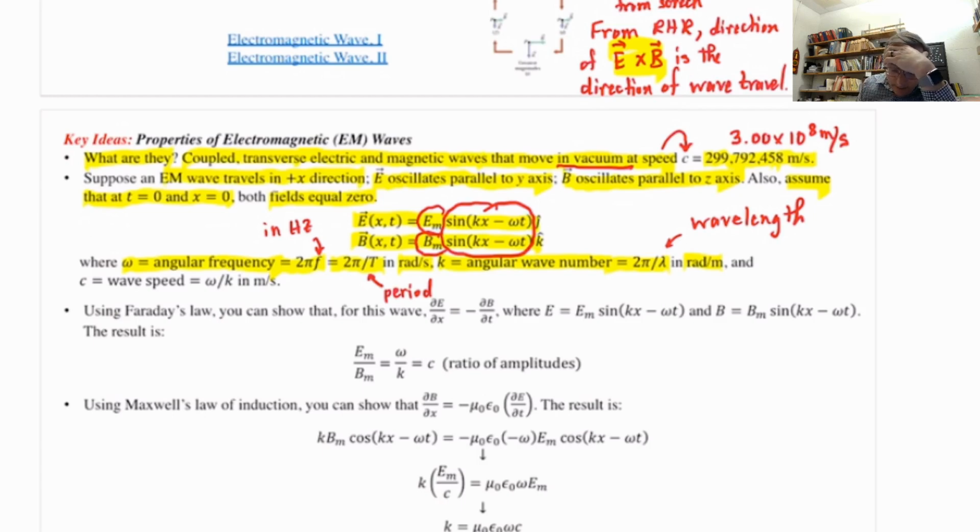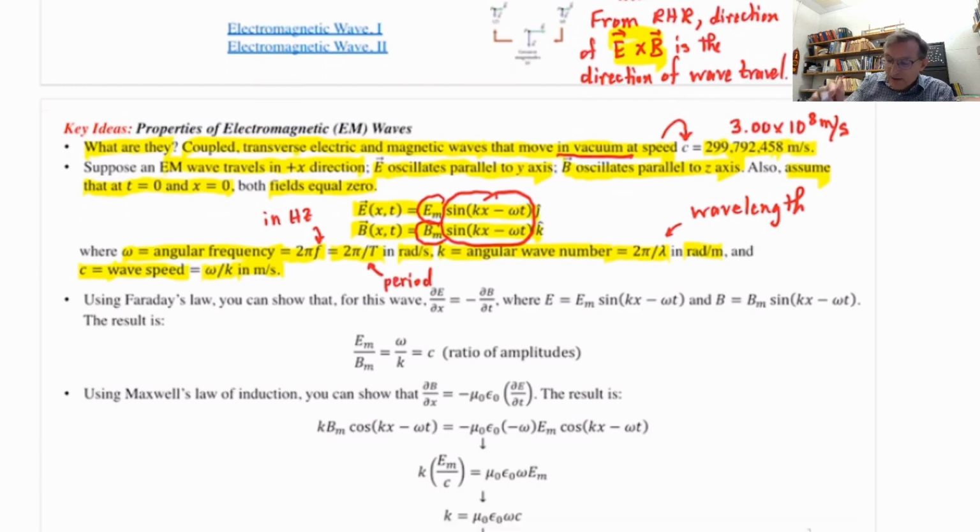And the speed of the wave, which, since we're talking about an electromagnetic wave in vacuum, would be labeled by a c, not a v, is given by the angular frequency omega divided by the angular wave number k, and that puts it in meters per second. So all of that is going to be applicable here. Now I want to show you one more thing about these two waves and what we can learn about them together. This is what Maxwell did for the first time.